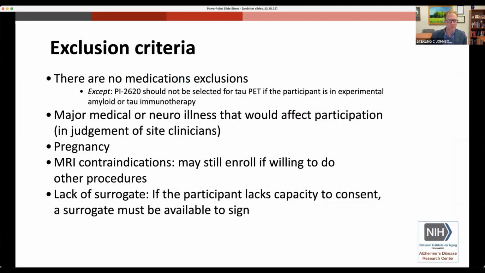Exclusion criteria, there's no medications excluded. For those of you who use PI 2620, their licensing agreement is such that we're not supposed to use that tracer if the participant is on an experimental amyloid or tau immunotherapy. And that's probably good advice across the board. If the person's already in a trial, they don't necessarily need to be in this study. Otherwise, major medical neuro illnesses that would affect participation would be excluded in your judgment at the site, and usual contraindications for PET and MR. And we will enable people to enroll who need a surrogate for the consenting process, and that's part of our consent and the protocol.